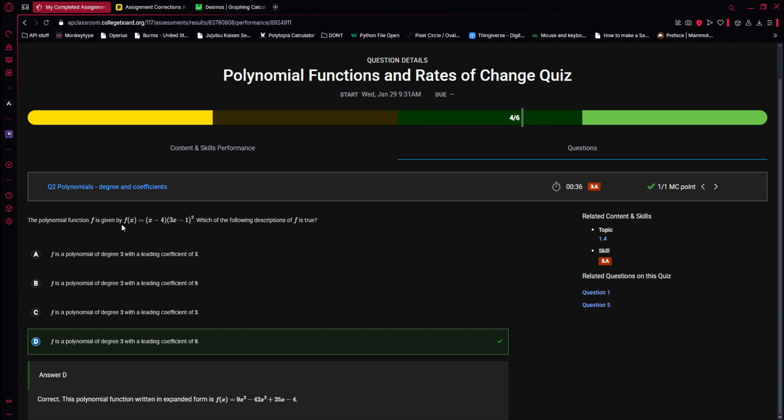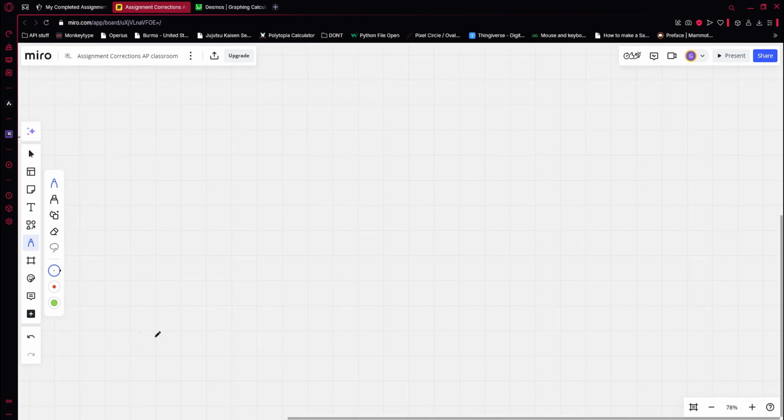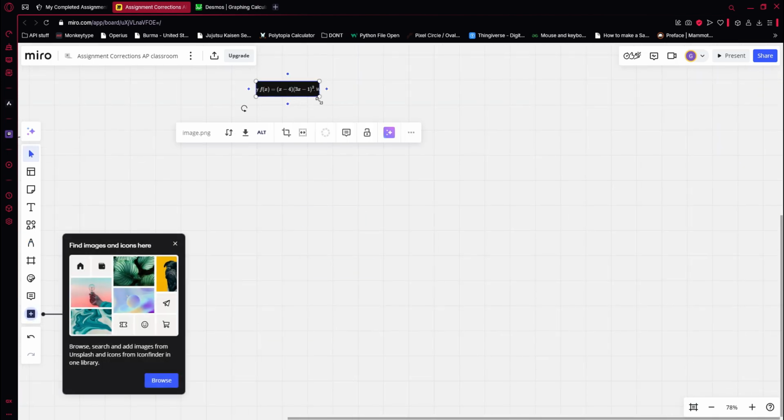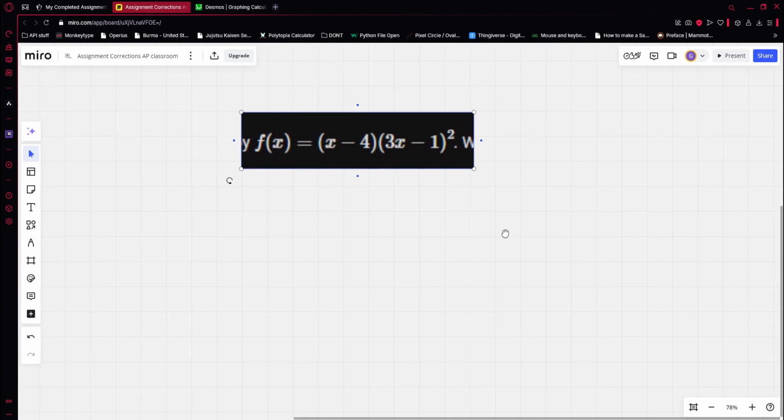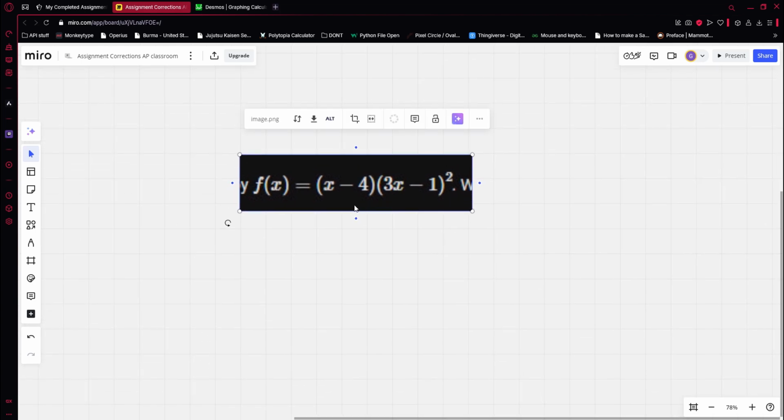Polynomial function f is given by f of x equals (x minus 4)(3x minus 1) squared. Which of the following descriptions of f is true? Okay. Let's read our answer choices. A polynomial of degree 2, leading coefficient of 3; degree of 2, leading coefficient of 9; degree of 3. Okay. Let's think about this, right? I'm going to take this and visualize it out in our little work area. Expand, I don't care. Okay. So this is our equation.